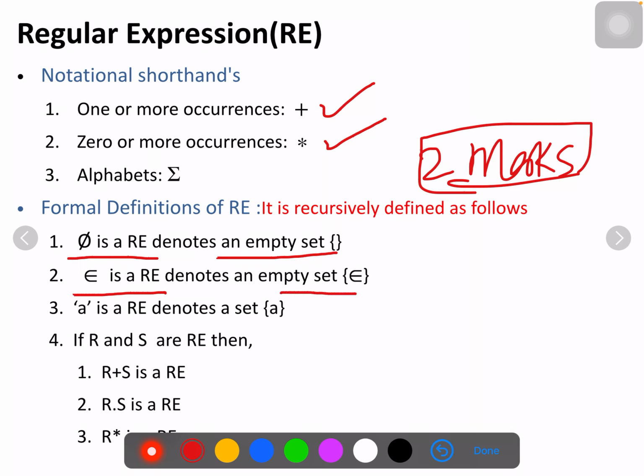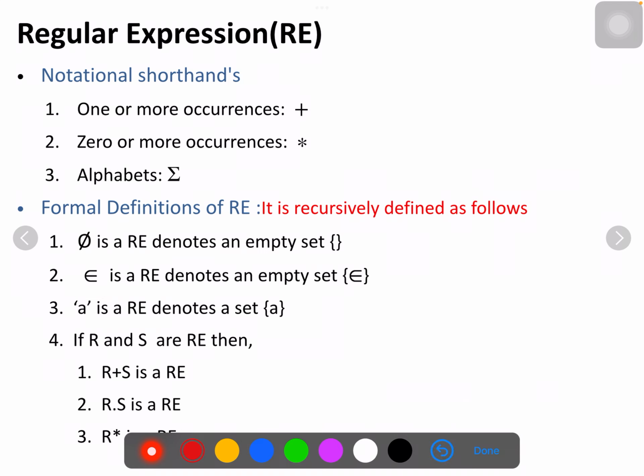Phi is a RE, denoted by the empty set. Epsilon is a regular expression, denoted by the set containing the empty string. A is a RE, it denotes the set {a}. These contain no operators. It is a basis rule, isn't it? It is a basis rule. So there is no operator in 1, 2, 3.